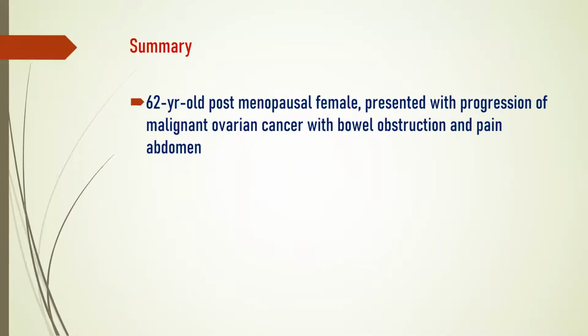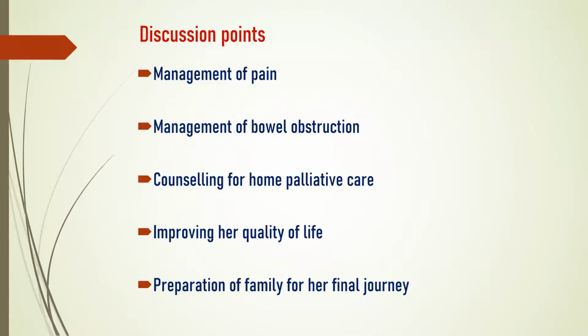Next slide, please. So to summarize, a 62-year-old postmenopausal female presented with progression of malignant ovarian cancer with bowel obstruction and pain in the abdomen. Next slide, please. So the discussion points today are how else would we manage the pain, the management of the bowel obstruction in this case, and counseling for home palliative care because of the poor condition of the patient, as the surgeons did not want to go in for any more invasive treatment. The concerns are improving her quality of life and preparation of her family for the final journey.